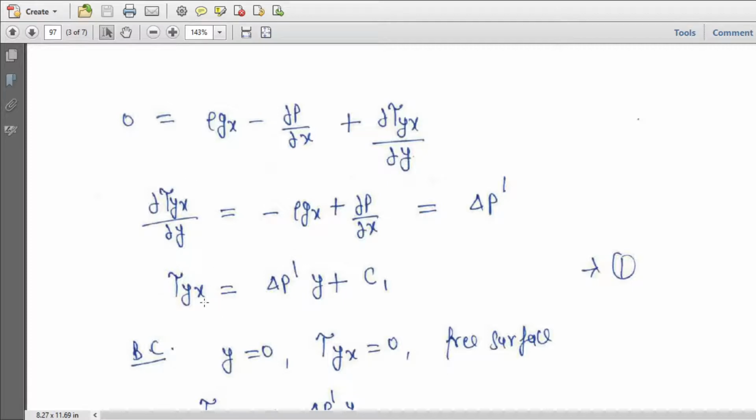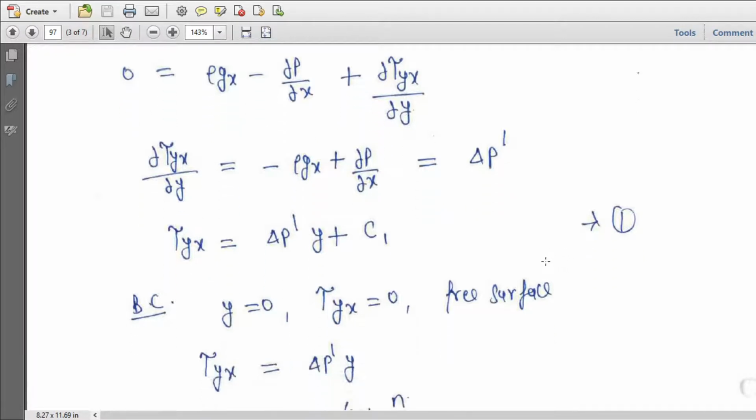We can integrate: τ_yx = ∂p' y + c1, where ∂p' is the modified pressure, which is −ρ g_x + ∂p/∂x. This is equation number 1.